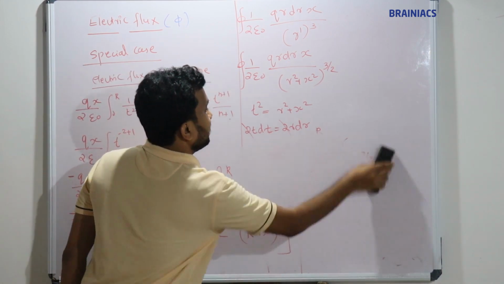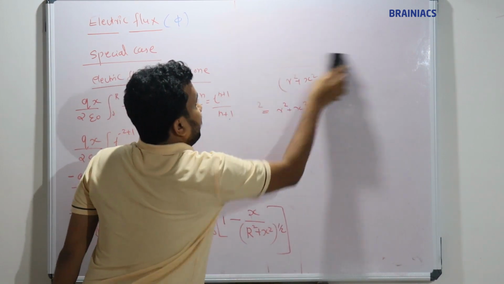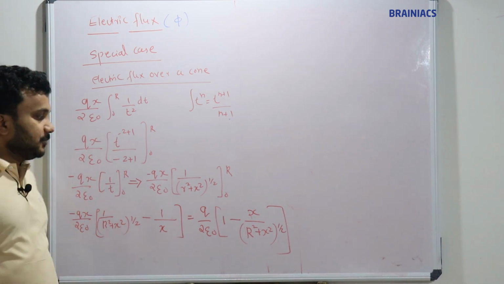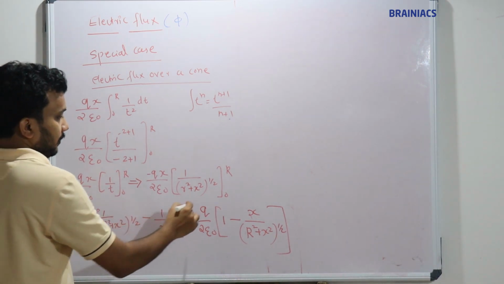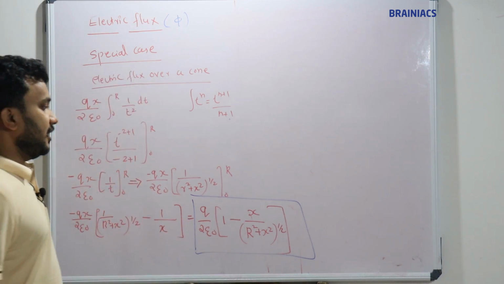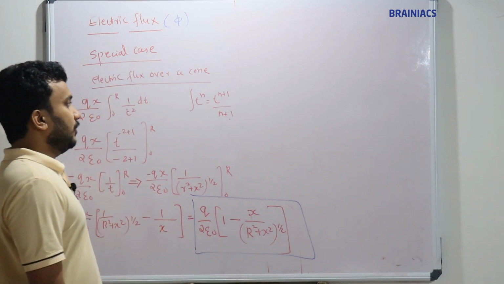I'm cleaning this right hand side. So this is the formula we got: q divided by 2 epsilon 0 times (1 minus x divided by (R square plus x square) whole power 1 by 2).